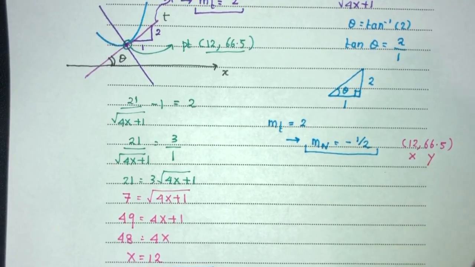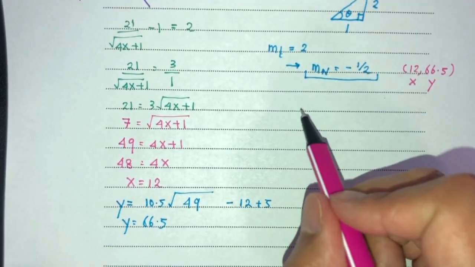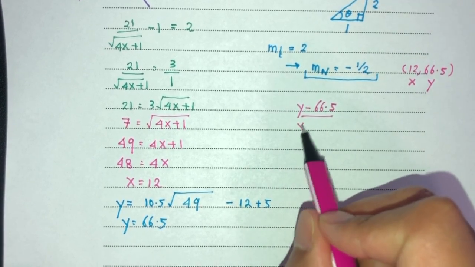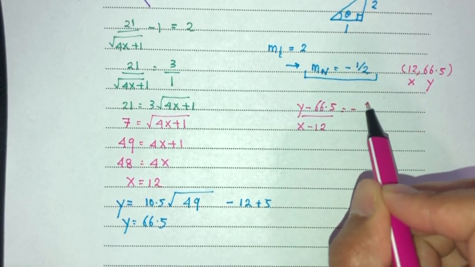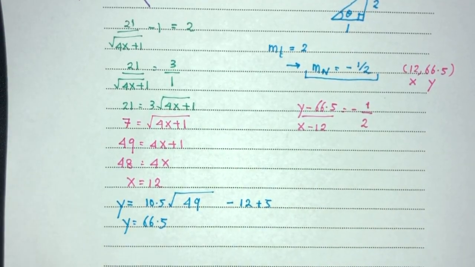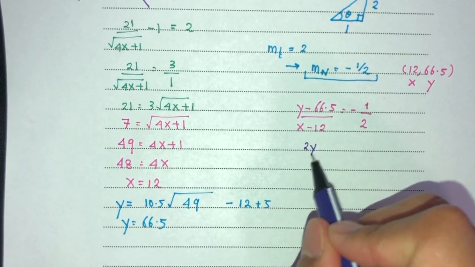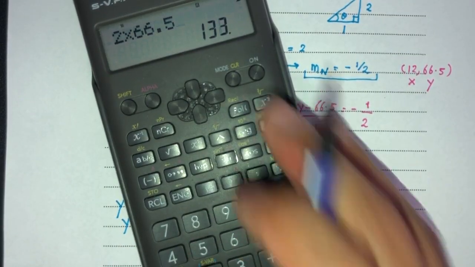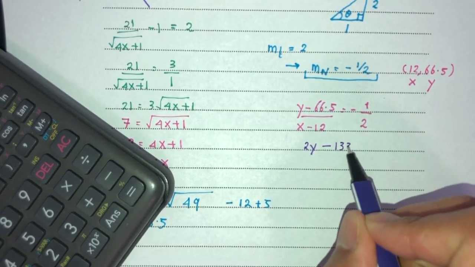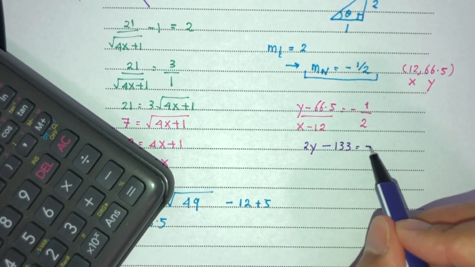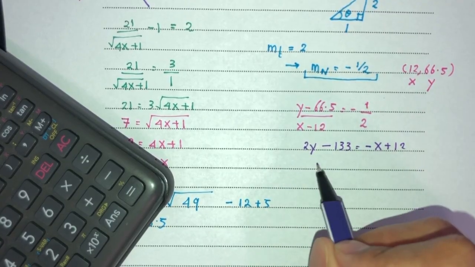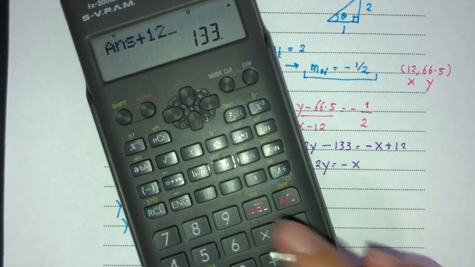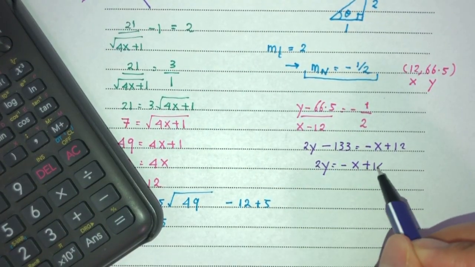Now we have a passing point, we have the gradient, we can find the equation of the normal pretty easily. X and y value. So y minus 66.5 over x minus 12 is equal to my gradient. Let me find the equation now, cross multiply and see what happens. That will become 2y minus 2 times 66.5, that will become 133, is equal to minus x plus 12. So finally, 2y is equal to minus x, we have 12 plus 133, that should become plus 145.